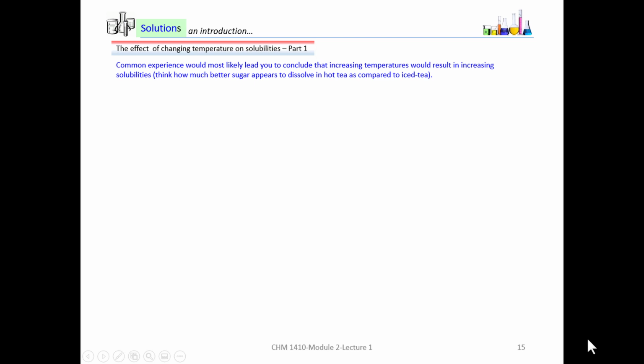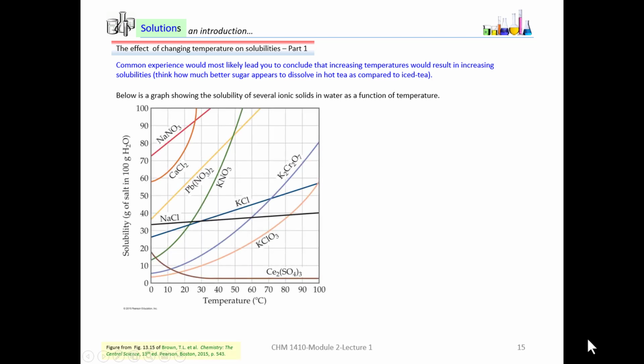So let's look at the effect of changing temperatures on solubilities. Common experience would tell you that increasing the temperature would often result in increasing solubilities. Think about how much better sugar dissolves in hot tea as compared to iced tea. Below is a graph showing the solubility of several ionic solids, many times called salts in general, ionic salts, in water as a function of temperature. So we have solubility in grams of salt or grams of ionic compound in 100 grams of water versus temperature in degrees C.